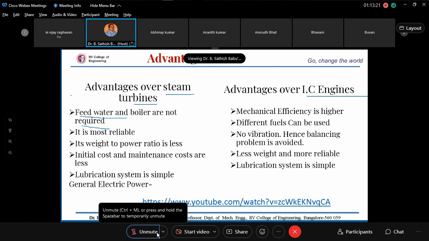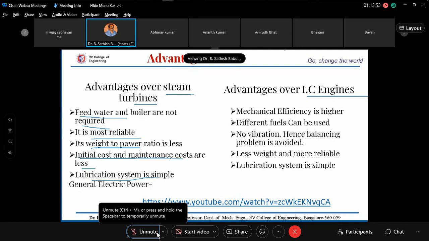The gas turbines are most reliable compared to these steam turbines. Their weight to power ratio is less in comparison with the steam turbines. So initial cost and maintenance costs are less because of less number of components. Lubrication system is simple in case of these gas turbines in comparison with the steam turbine.